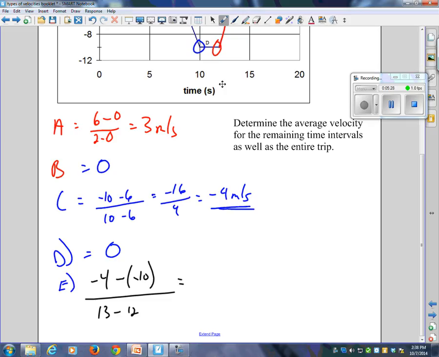So minus 4 subtract minus 10 is really plus 10. So that's actually 6 over 1, or 6. Exactly.